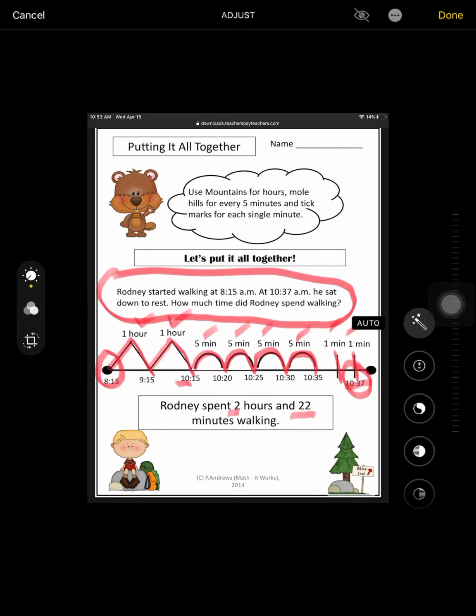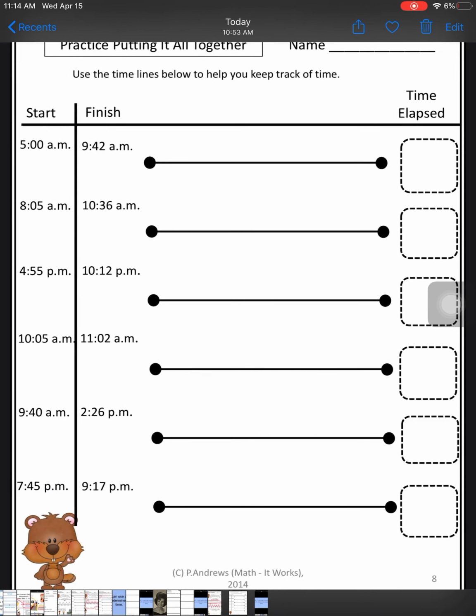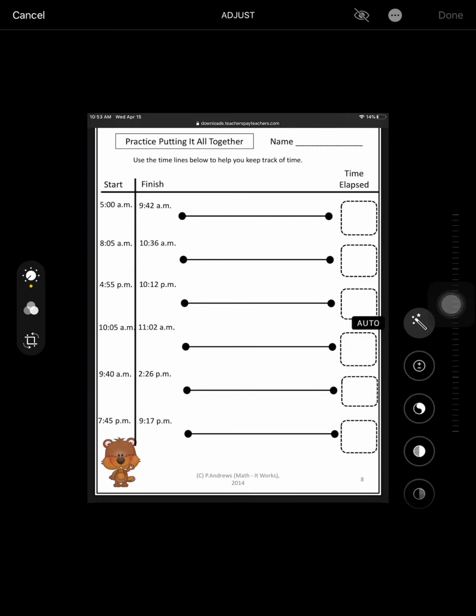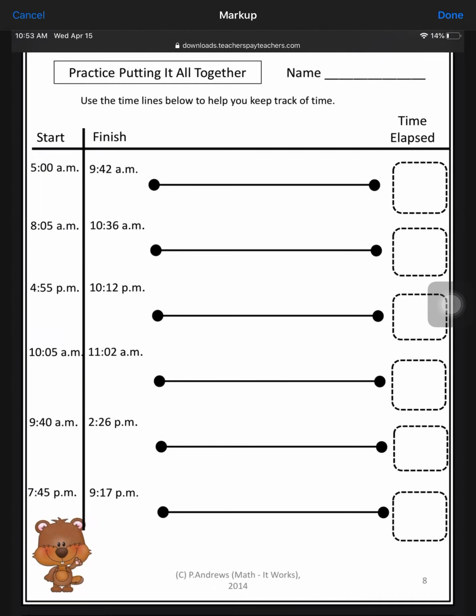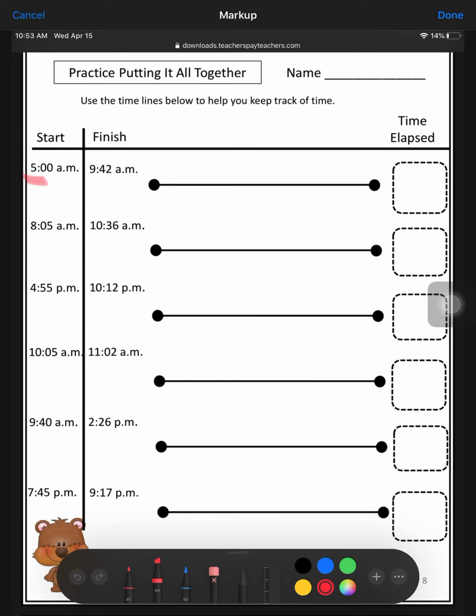All right, so this is your practice sheet that you are going to do tonight on your Google Slides. So let's do the first two together. If the starting time is 5 a.m. and the ending time is 9:42, I'm going to put 5 a.m. here. And I'm going to put 9:42 a.m. here. Okay? And then I'm going to start counting by hours and get as close as I can with hours. Then I start counting by fives, and then I switch to counting by ones.